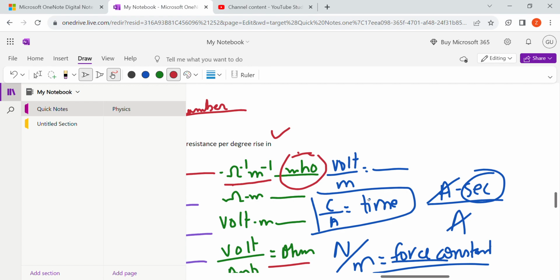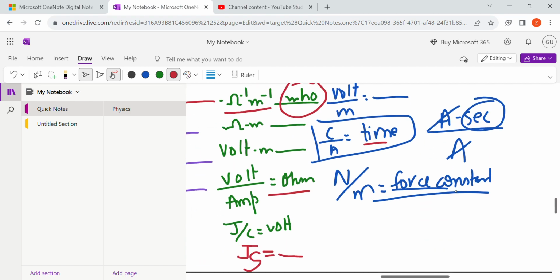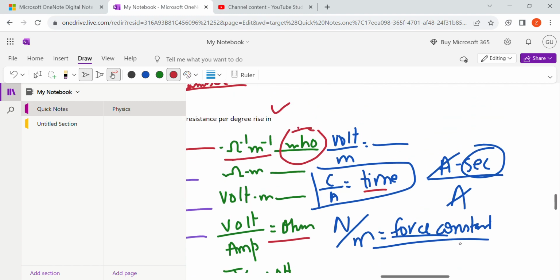Now, here we have two new units that we have discovered. Coulomb upon ampere is the unit of what? It is called time, because we know that coulomb is ampere into second. We wrote ampere, ampere cancels ampere, the answer is second, so we got time. Then newton per meter is the unit of force constant, and that is also known as spring constant.